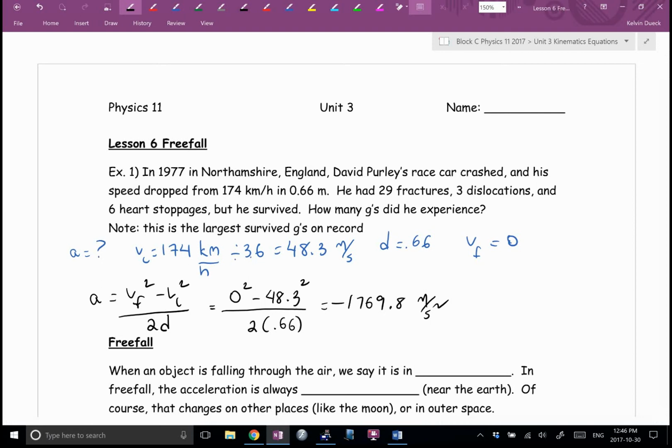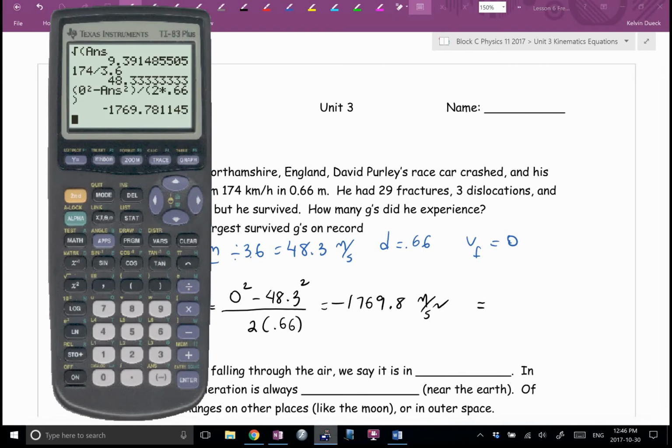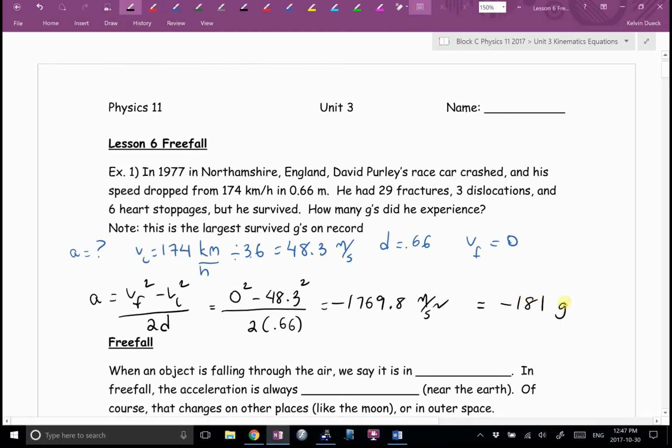How would I convert that to G's? Just divide by 9.8. The negative, we already got the direction in here. So 1G has a value of 9.8. The negative just gives you a direction. So now, take this, divide by 9.8, and he pulled off negative, you know what? I'm going to give him the rounding off. Negative 181. He's earned it. G's. The negative, he's slowing down.